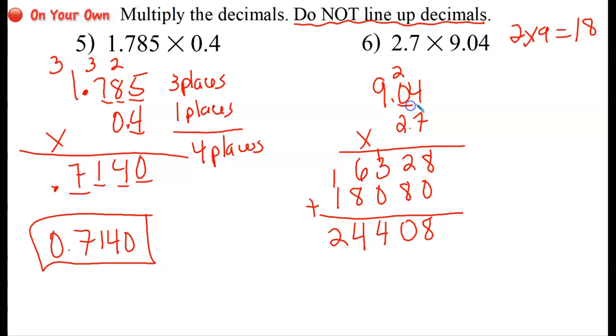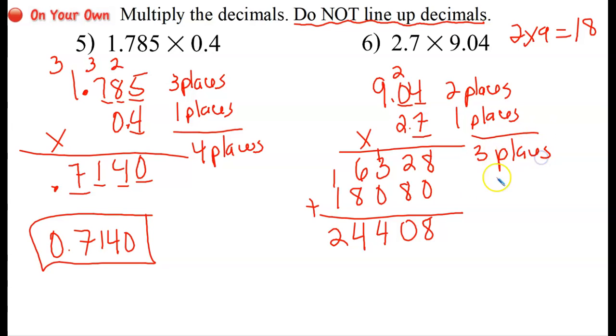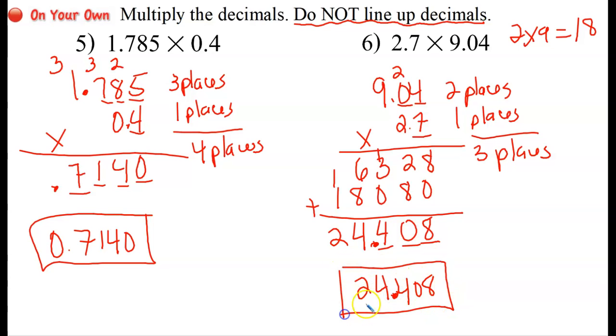Okay, now I have 2 decimal places and 1 decimal place, which means my final product has to have 3 decimal places. 1, 2, 3, that's where the decimal goes, 24.408. I go back and I look at my estimate. Is 24 close to 18? Yes, it is. Okay, that's it for today's lesson.